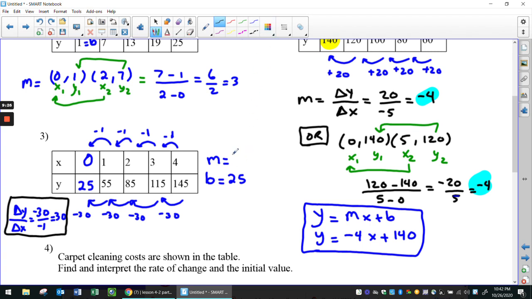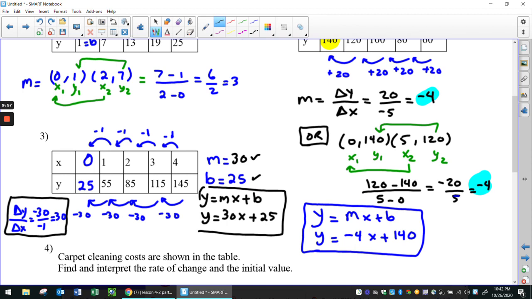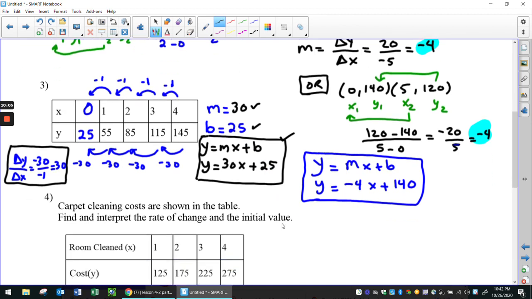So 30 will be my slope, and then I put that into the formula, the equation y equals mx plus b. I have my slope and my y-intercept. So y is equal to 30 times x plus 25, which is my b. And there we have it. Final answer. A lot of work, but it will get you there.